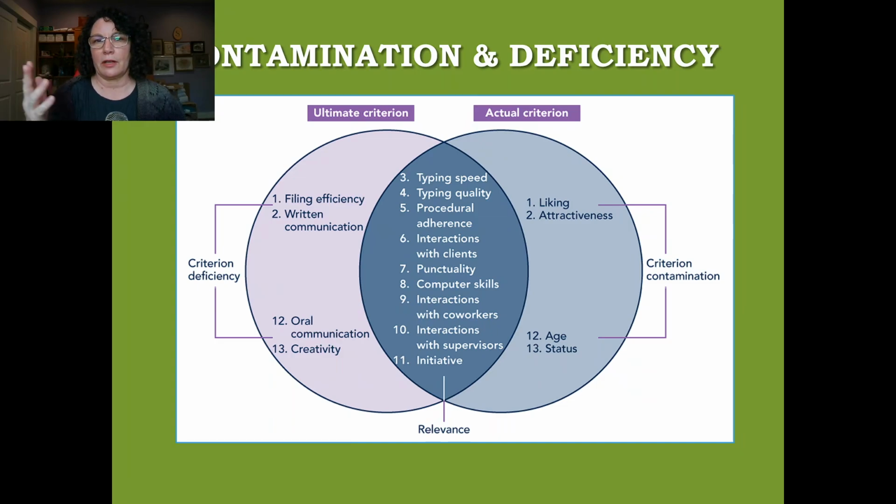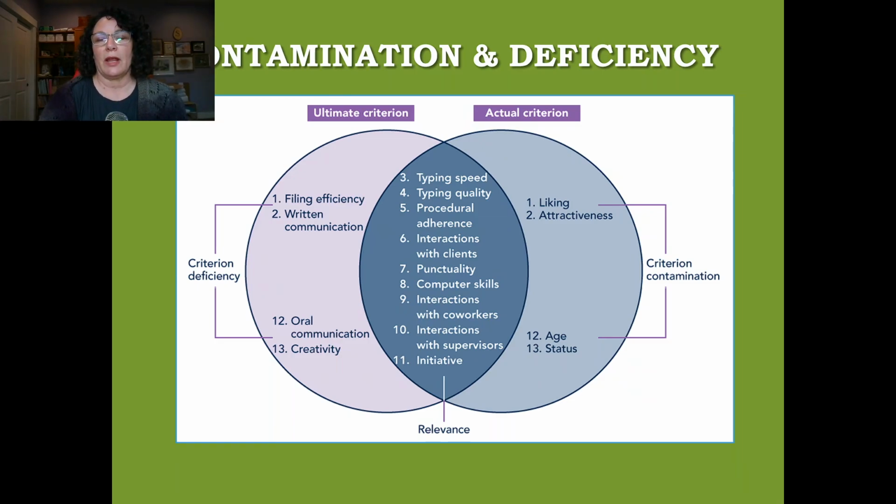So the things that we're going to call relevant are going to be those things that are appearing in the overlapping sections, right? So typing speed, typing quality, procedural adherence, and so on through number 11. We're not going to be measuring things that are part of the ultimate criterion, like filing efficiency, written communication, oral communication, and creativity. That's not part of our actual criterion. So that would be what we call criterion deficiency. We're leaving some things out of the ultimate criterion in our measurement.